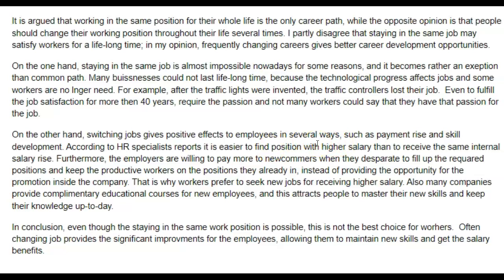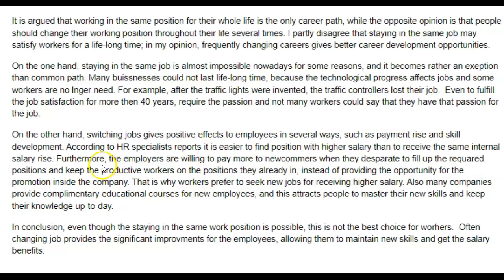Good. Furthermore, employers without the are willing to pay more to newcomers with one E when they are desperate, careful with your spelling, to fill up the required positions and keep the productive workers in the positions they are already in. Spell required right. Instead of providing opportunity for promotion, know the inside the company. All right, so you can see again, a lot of problems with articles.